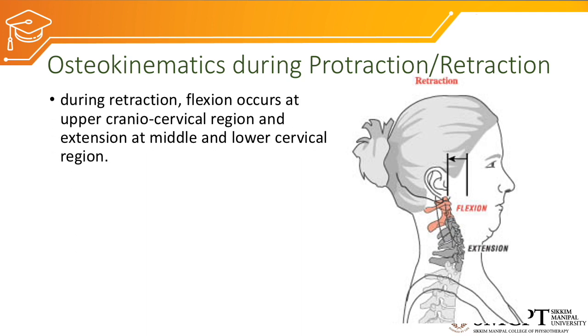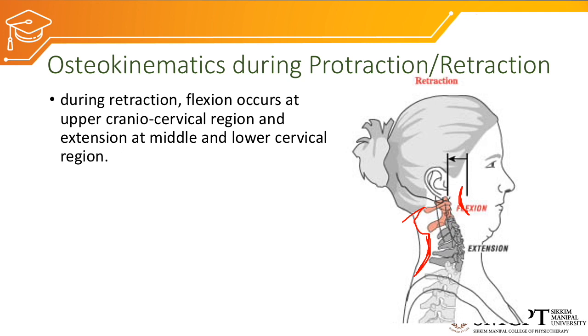During retraction, there is flexion occurring at the upper cervical region and extension at the middle and lower cervical region. You can see here C1 and C2, there is a flexion occurring there, and for the middle and lower cervical region you can see there is an extension occurring there. So because of this movement there is retraction happening at the cervical vertebra.